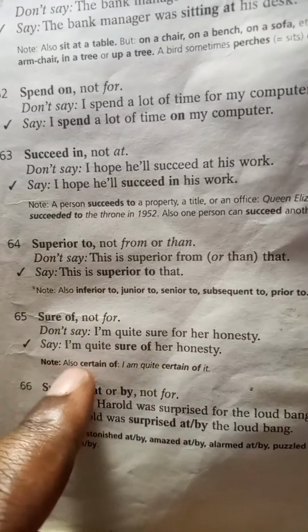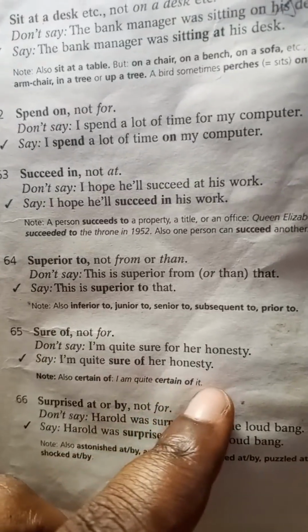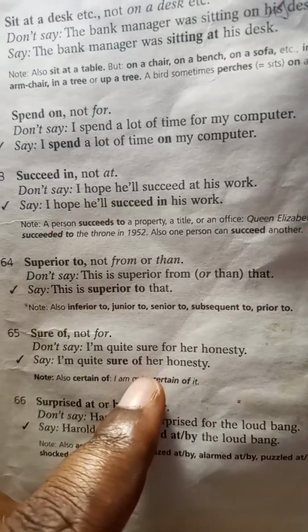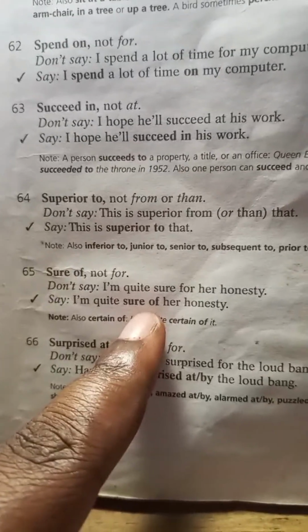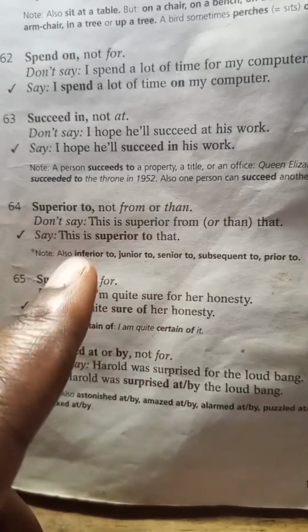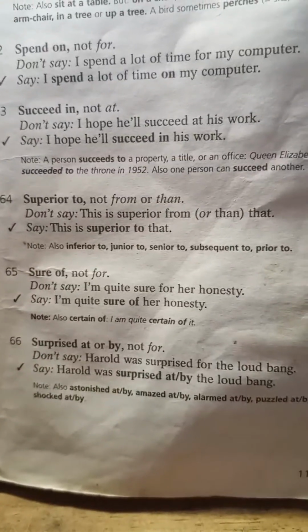Okay. Also, note that certain goes with of. I'm quite certain of it. So you say I am quite certain of it. That means you're very sure. Semantically, it almost has the same meaning. So sure of, I'm sure of you, I'm sure of what you're saying. That is very, very clear.